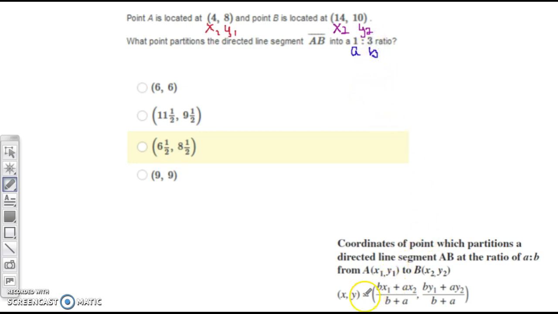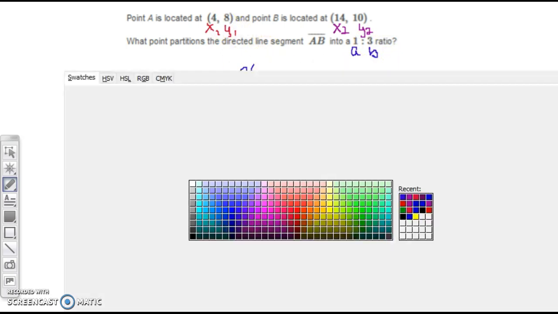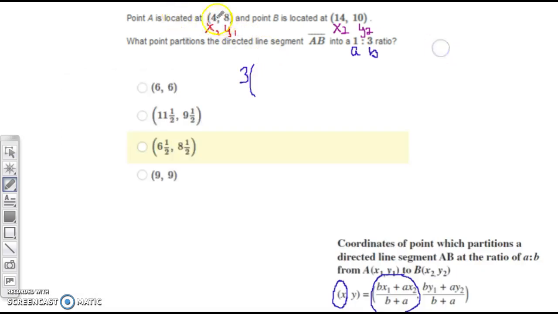And then we're going to start plugging it into our formula. So to get the x value, you need to do this first part of the formula. So I'm just going to tackle that first part first. Okay? Notice I need to start with B. We said B was 3. Then I'm multiplying B times x1. My x1 is 4.